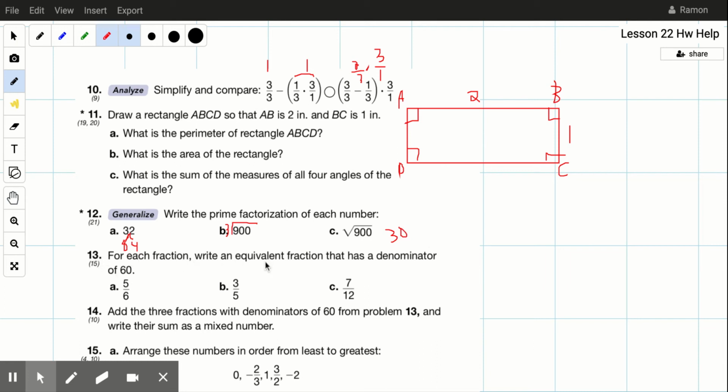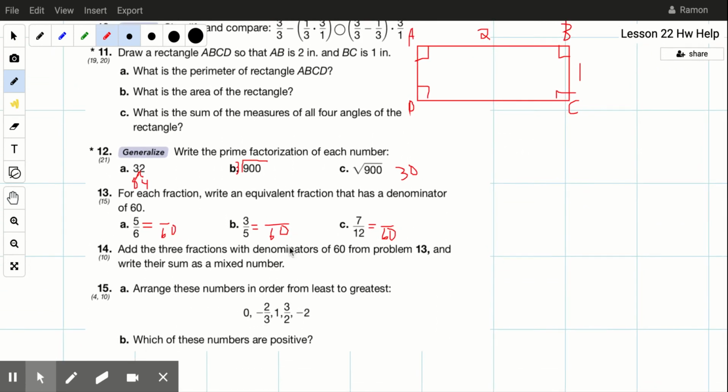13. For each fraction, write an equivalent fraction with a denominator of 60. So we just have to change every fraction to have a 60 in the denominator. And we're going to multiply the numerator and the denominator by a common factor. That'll get us to the desired denominator we want.